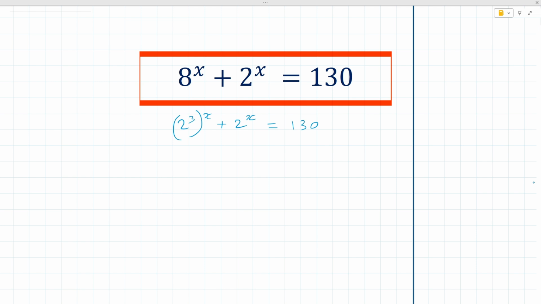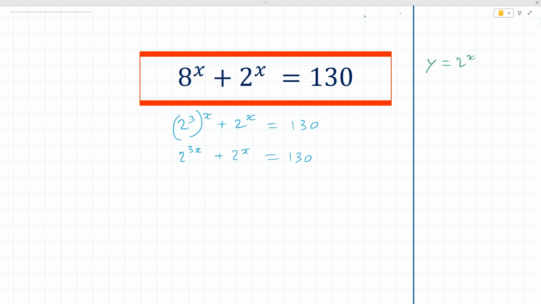The next step here is to realize that when you have something to the power, they get multiplied. So we can say that this is 2 to the power 3x plus 2 to the power x, and this is equal to 130. There is a technique in mathematics called a change of variable, and I would suggest here that you do exactly that. Call y 2 to the power x and rewrite the whole expression.